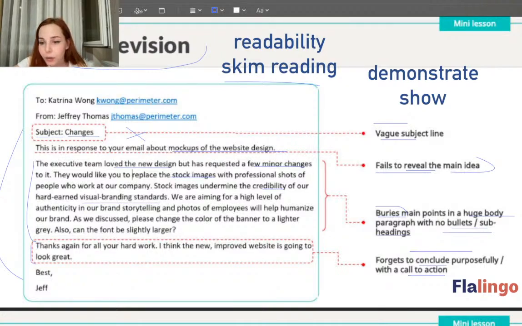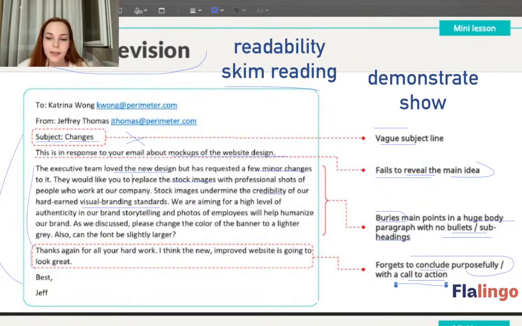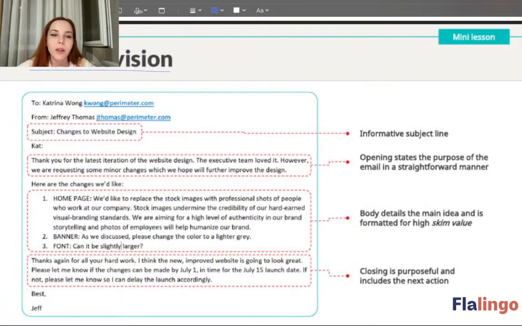So I forgot to conclude purposefully. I need to give a purpose. I need to be direct and straightforward. Okay, we have some problems about mockups or stock images, and so on. But in order to solve this problem, we need to do this. We need to take action. We need to give a specific date also. And I didn't give a call to action. I talked about what call to action is. It's telling someone, helping someone to take action. You will see in the second slide. All right, let's continue. So we have a revised version here, and you will see big differences.